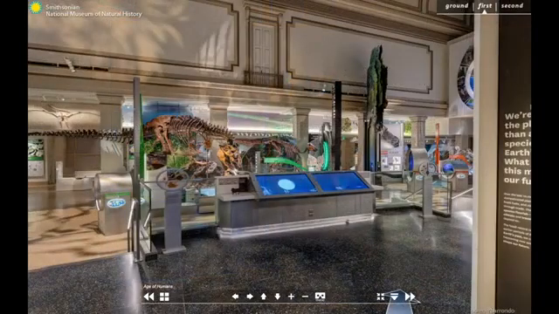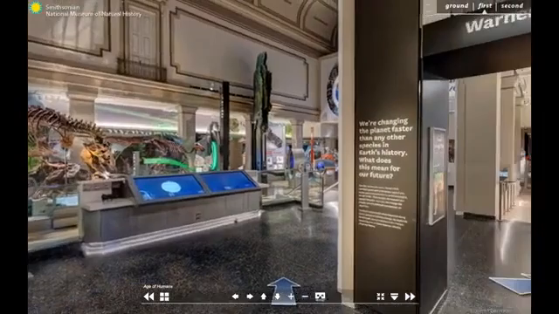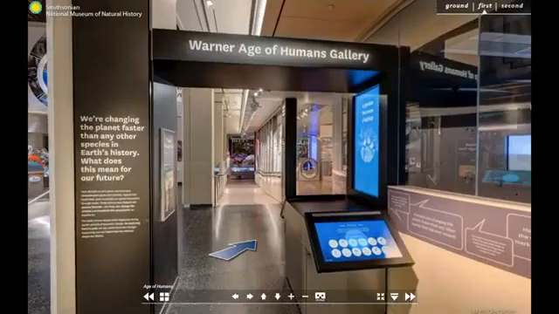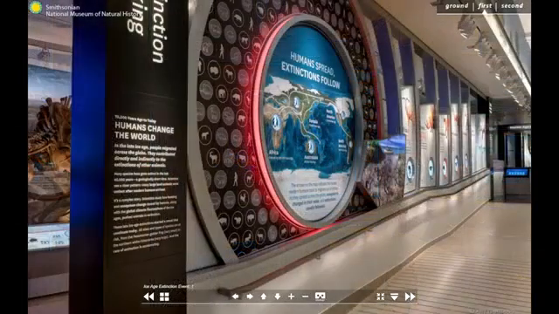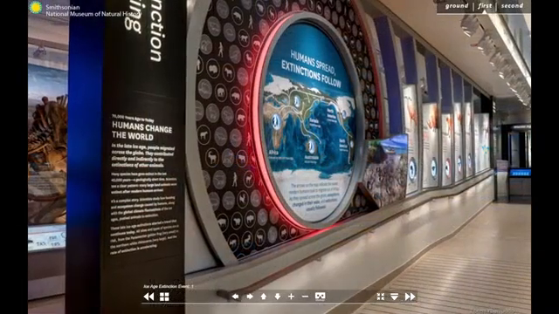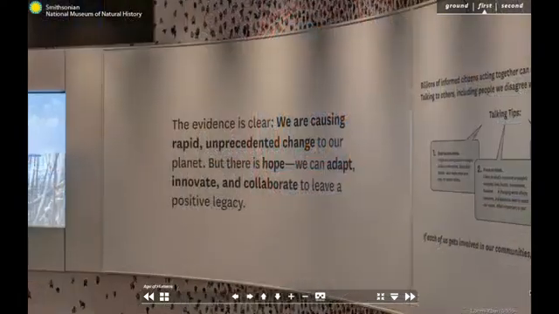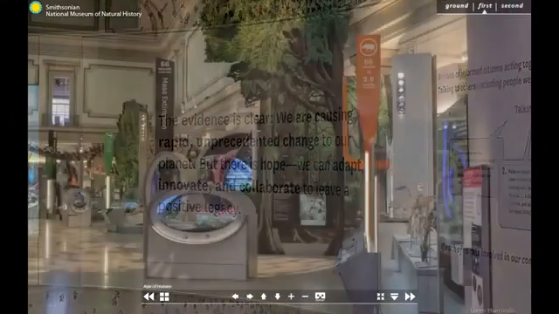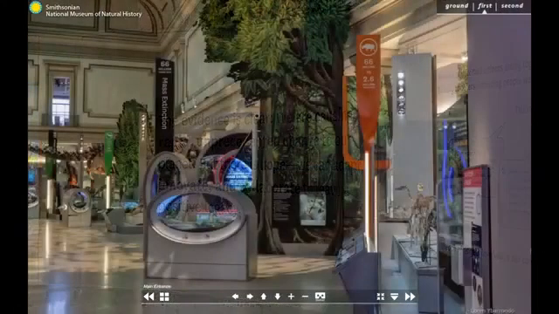Although we begin with the origin of life on Earth, our fossil hall is unusual in that it includes an Age of Humans gallery, where you can learn about how humans are a geological force that has shaped the planet, and how the choices we make today will impact our future as a species. A panel reads, "The evidence is clear. We are causing rapid, unprecedented change to our planet. But there is hope. We can adapt, innovate, and collaborate to leave a positive legacy."